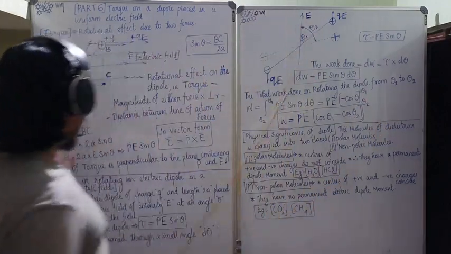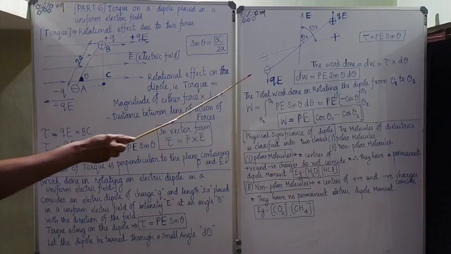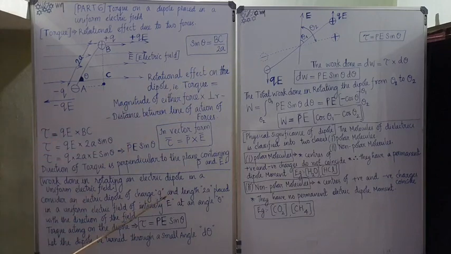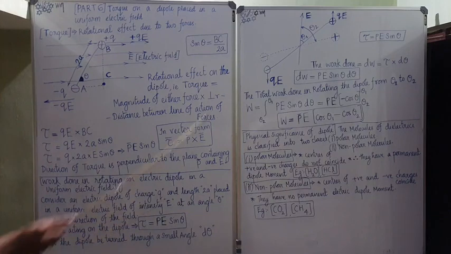Understand that. That's it. So we will explain it in a way. Consider an electric dipole of charge q, positive and negative, and length 2a, placed in a uniform electric field of intensity E at an angle theta 1 with the direction of the field.